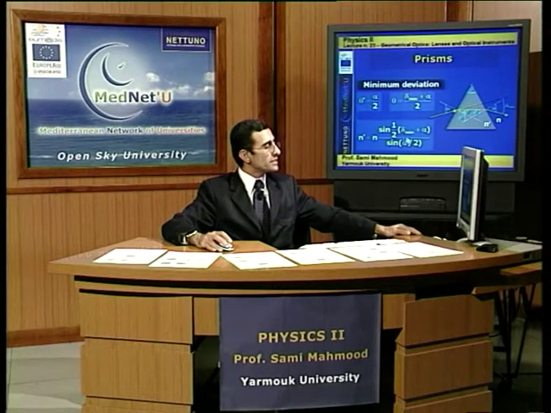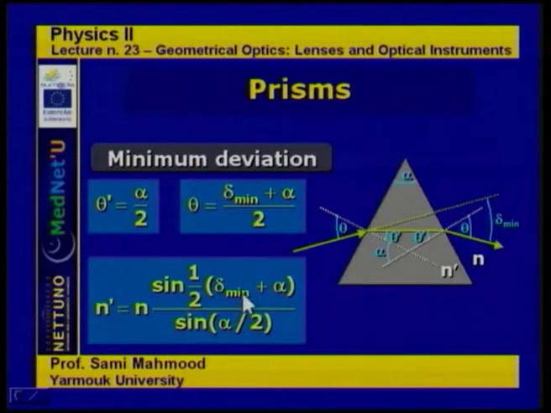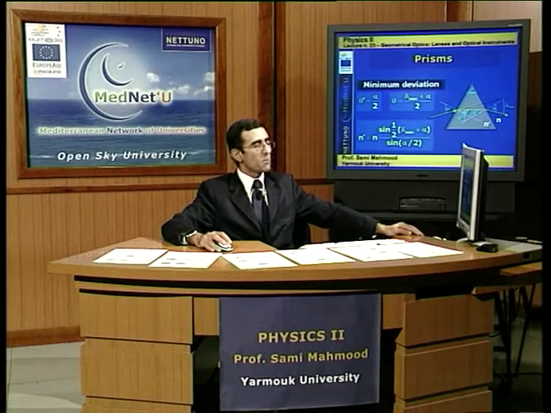And if these quantities are measured, alpha is measured and known, and delta minimum is measured at the minimum deviation geometry of the problem, then n prime can be calculated from this angle. This can be done by a simple experiment.